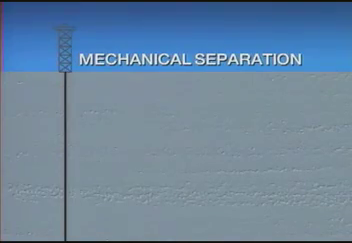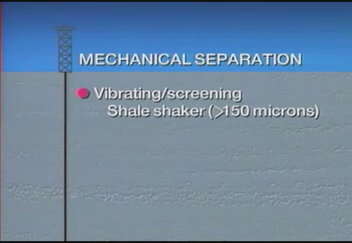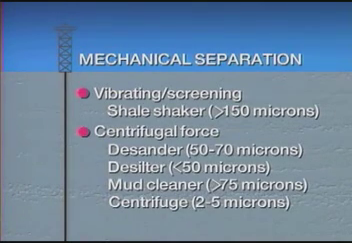Mechanical separation devices are available in two basic types: vibrating screening devices and devices which utilize centrifugal force to separate the particles from the liquid. The common devices are a shale shaker, which can remove solids down to about 150 microns, a desander, which removes particles in the 50 to 70 micron range, a desilter, which operates like a desander for smaller particles, a mud cleaner, which combines a screen shaker and a desilter to remove solids down to about 75 microns while retaining barite particles in the mud, and a centrifuge, which can remove solids down to 2 to 5 microns if necessary.